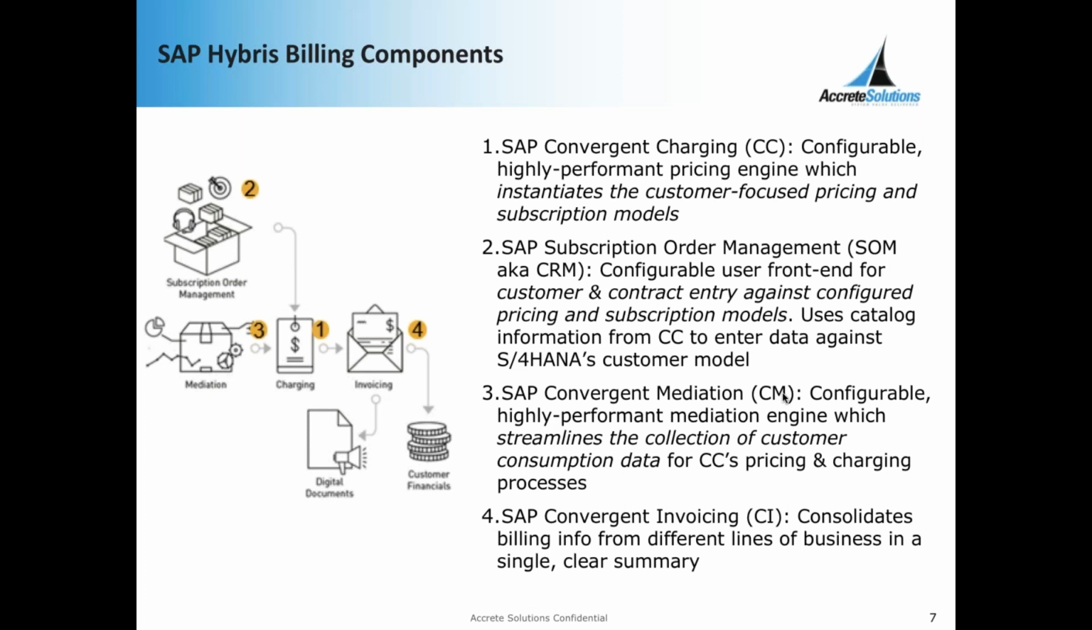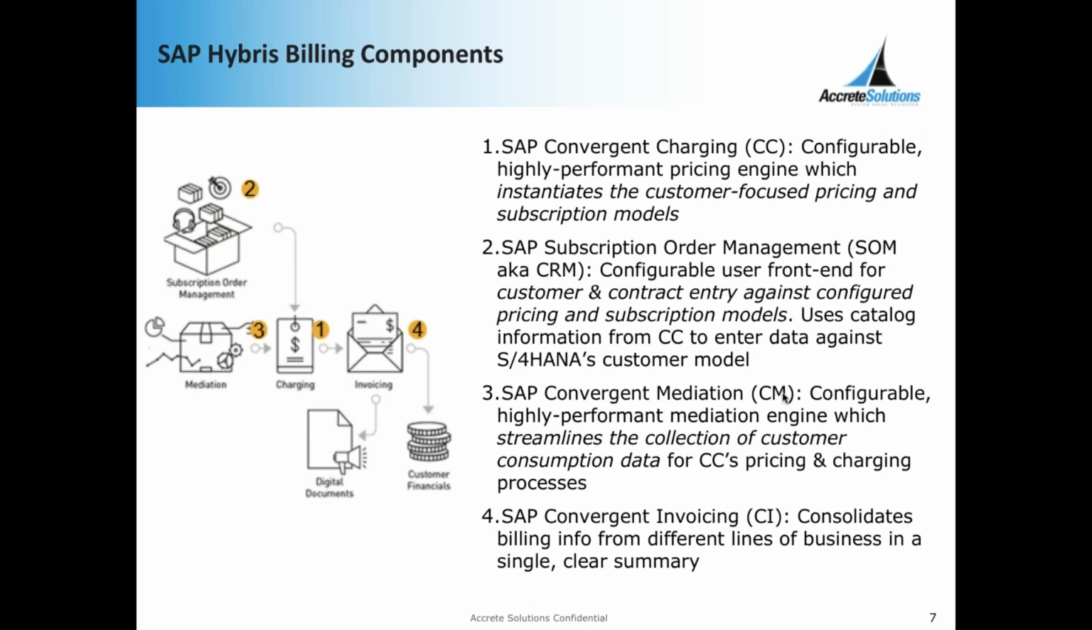You attract a customer through some sort of opportunity, you start negotiating with them, and you come to agreement on price, with the different models that you possibly have. Then you send them a bill based upon their actual usage. Where that calculation occurs is in convergent charging. So it's how those transactions are priced against the customer-focused pricing and subscription models. SOM, subscription order management, is where we enter our customers and contracts against those configured pricing and subscription models.